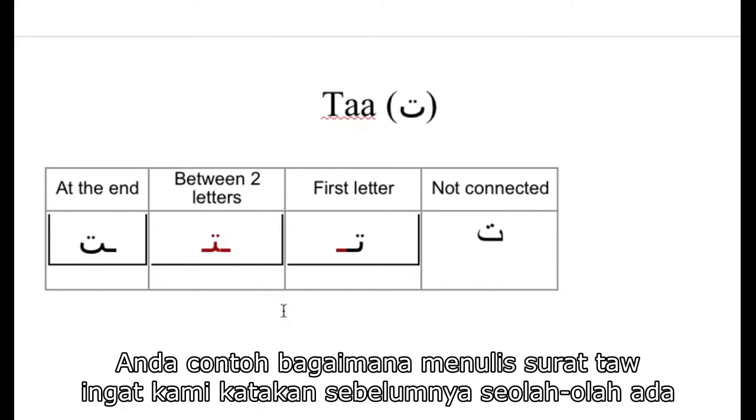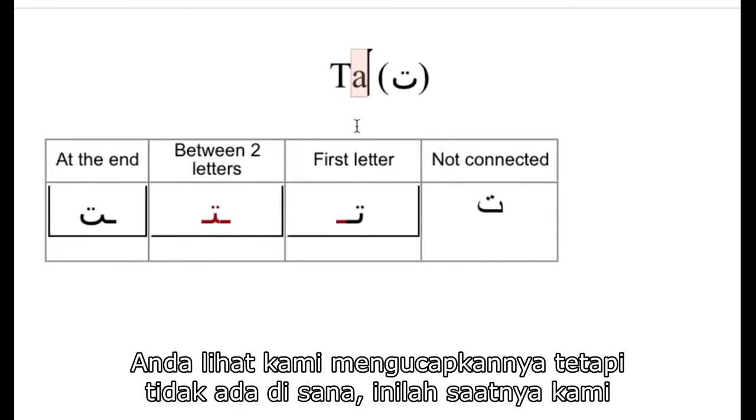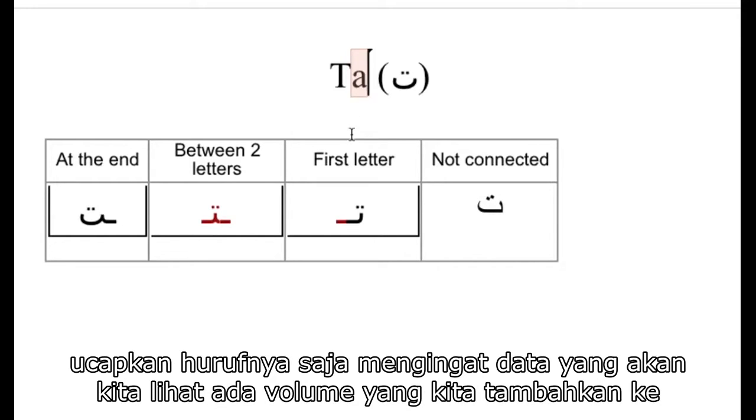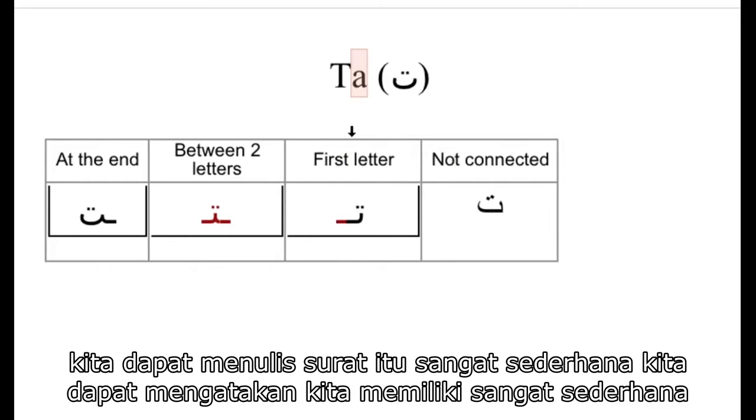Now we will show you an example of how to write the letter Ta. Remember we said before that Ta sounds as if there is an A after it. Ta, ta, but in fact there is no letter A. You see, we pronounce it, but it's not there. This is when we pronounce the letter alone. Remember, later we will see the vowels we add to Arabic, and that will change the sound and how you say it. So now let us see how we can write the letter Ta.